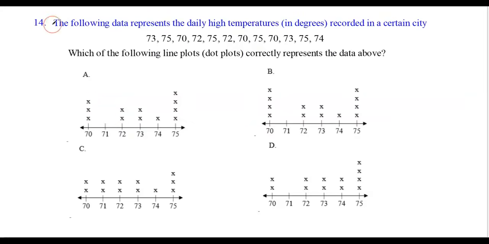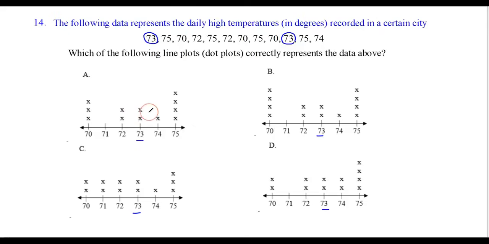Let's just go back up to our data and start with the first number. If you wanted to, you could order these from smallest to largest. It does make it easier. But since there's not a lot of numbers, I'm just going to keep it as is. I'll start with my 73. That was recorded 1 time, 2 times. So I'll go over to 73 degrees here on each line plot and make sure each one has 73 degrees recorded 2 times.